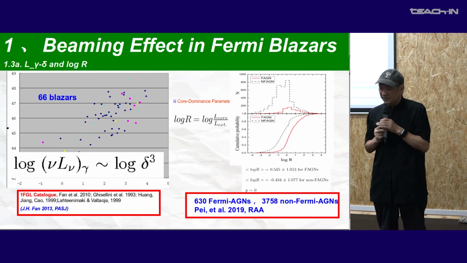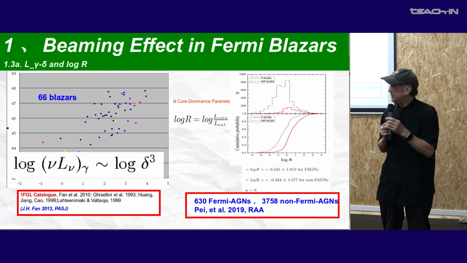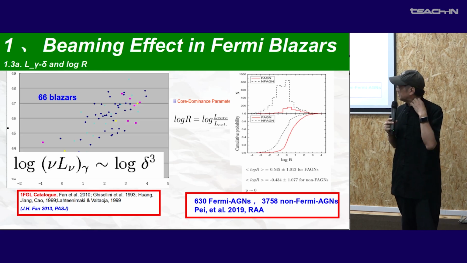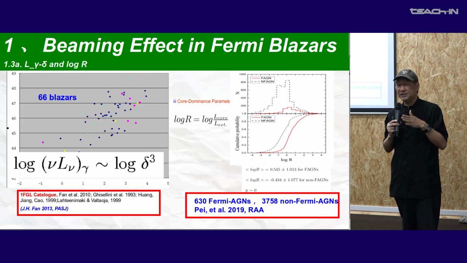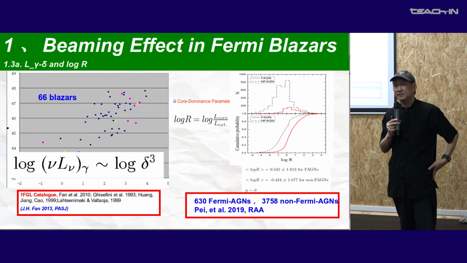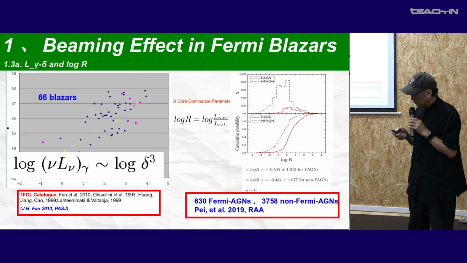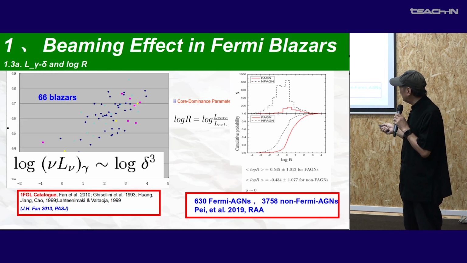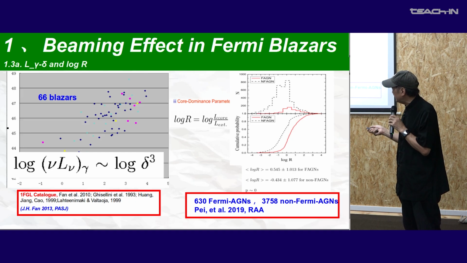Now I talk about the beam effect in the gamma ray emissions. I hope to say that the gamma ray emissions have a strong beam effect. First, we can get the available Doppler factor from the literature, from these references.